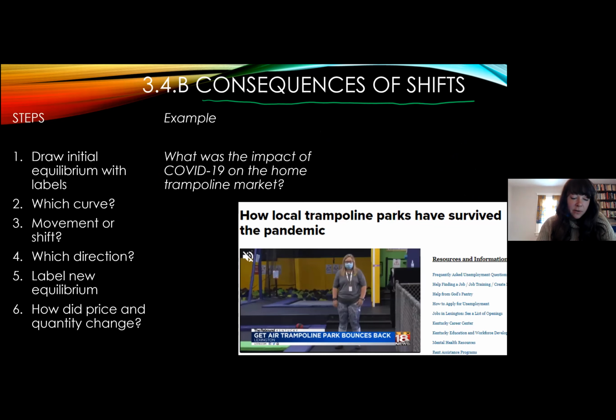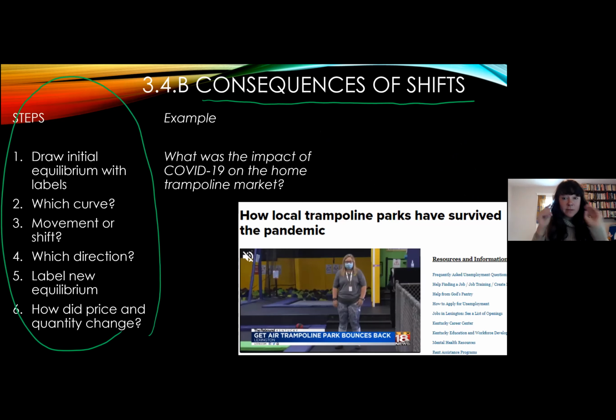And students always want to know, like, how should I do these? What are the steps? So if you're somebody who's kind of struggling with thinking in terms of this graph, this is a really reliable way to make sure you're not kind of missing something.